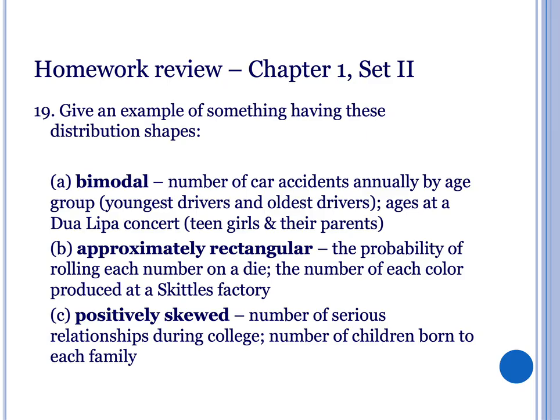Something that is approximately rectangular. I gave you the example in class of different class rankings at UVU. You've probably got a roughly equal number of freshmen, sophomores, juniors, seniors. But also the probability of rolling each number on a 6-sided die, or 20-sided die for that matter, that they are all equal probabilities. And so if you were to make a histogram of those probabilities, it would be rectangular.